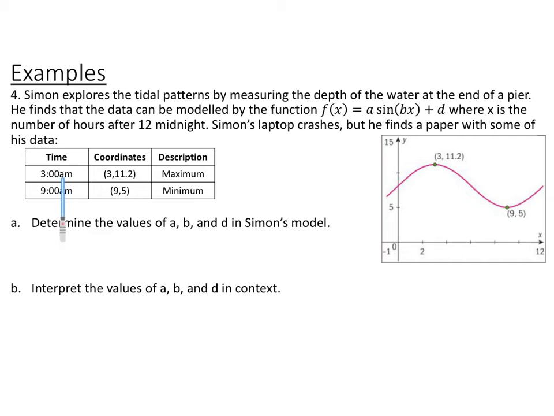So we have the time at 3 a.m., which they give us the coordinates as (3, 11.2), so therefore the depth of water was 11.2 meters. And they're saying that that was the maximum or high tide. And then at 9 a.m., it was low tide or the minimum, and they gave us the coordinate (9, 5), so basically 5 meters. We know it's going to be sine because it's starting at its middle, its equilibrium here, if we look at the graph. So then given this information, determine the values of A, B, and D in Simon's model, and then interpret. So go ahead and pause the video and try this one.